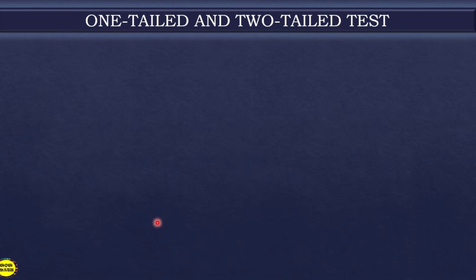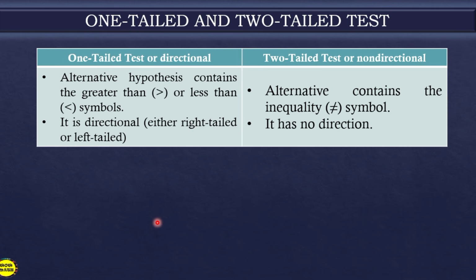Okay, meron din tayong tinatawag na one-tailed and two-tailed test. So, paano natin masasabi na one-tailed ito at ito ay two-tailed test? Binanggit ko kanina yung mga symbol na gagamitin natin to formulate null and alternative hypothesis. So, kapag yung alternative hypothesis natin contains the greater than or less than symbols, ibig sabihin one-tailed test yan. It's either right-tailed siya or left-tailed. Kapag greater than, that is right-tailed test. And then kapag less than, that is a left-tailed test.